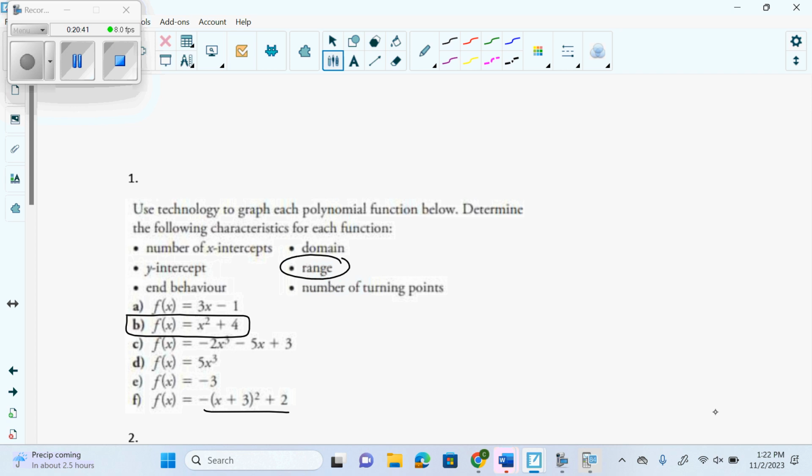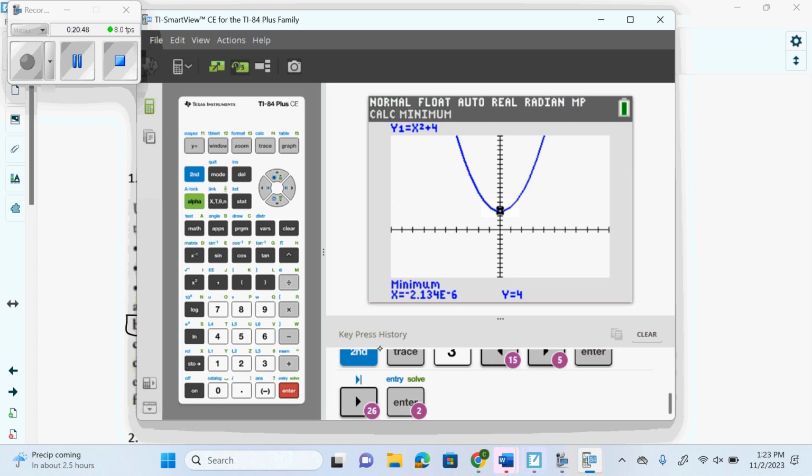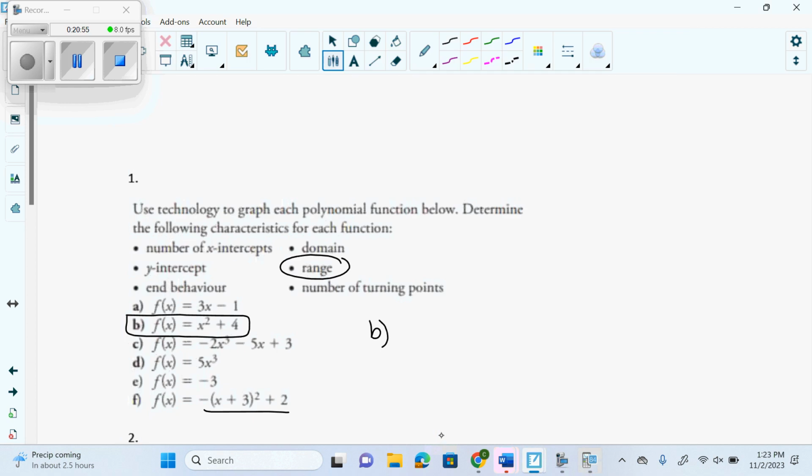So if I went to do B, let's say, B asks for the number of x-intercepts. So if I look here, how many x-intercepts do I have? Trick question. None. It doesn't cross the x-axis. So number of x-intercepts, no x-intercepts. Then it says y-intercept. What's my y-intercept at? Do I even need to go in my calculator? No, it's right there. Correct? So 0, 4.